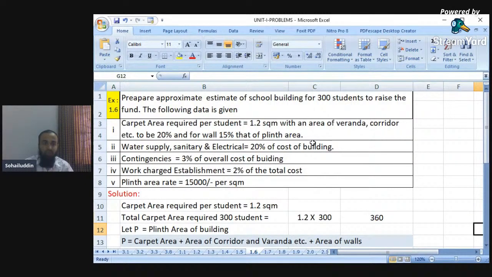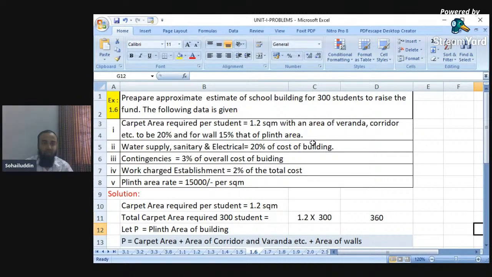So prepare an approximate estimate of a school building of 300 students. Already this problem has been covered, but if some of the students have not attended this, I am repeating it in 1 to 2 minutes, and after that we will solve some more problems on estimating and costing. So prepare an approximate estimate of a school building for 300 students to raise the fund. The following data is given.